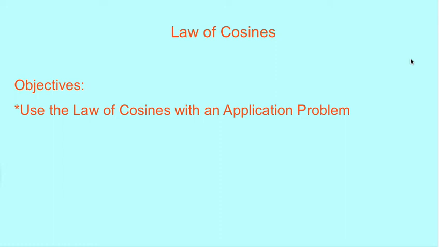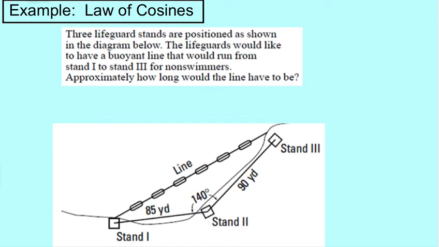An application problem using the law of cosines. So what we have are three stands, and you don't need to write anything but the picture down in this word problem. There's an angle between that's 140 degrees, and then there's two distances across the stands, 85 yards and 90 yards. What we want to do is find out what is the length of that line opposite to 140 degrees. So we're going to use the law of cosines.